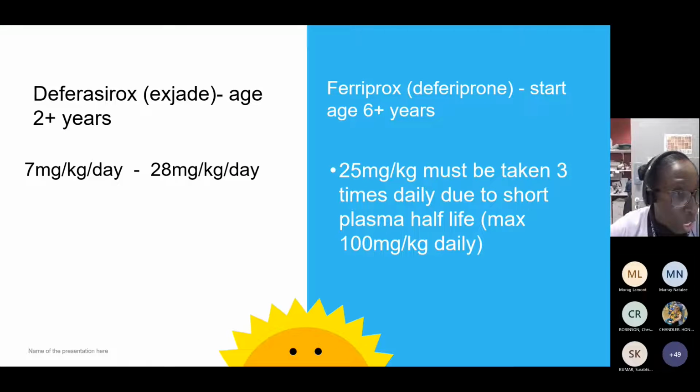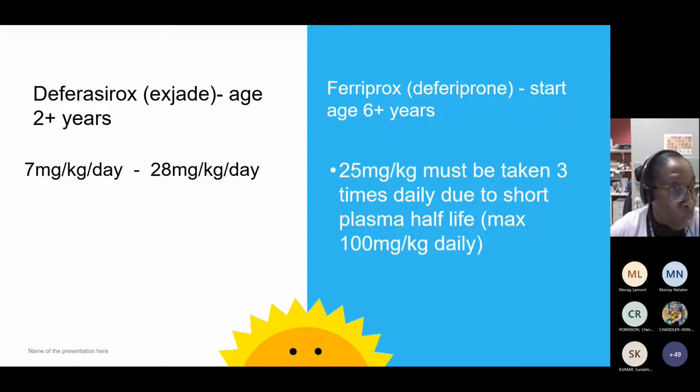I'm not going to go into the side effects of all these again. So the Exjade is started from 2+ years, and it's from doses of 7 milligrams per kilogram per day up to 28 milligrams per kilogram per day. Now, I remember when we started, we only had Desferal and Deferiprone, which is on the other side of the slide. And when Exjade was coming in, which I think was around 2016 here, but I think they were marketing it from a lot earlier.